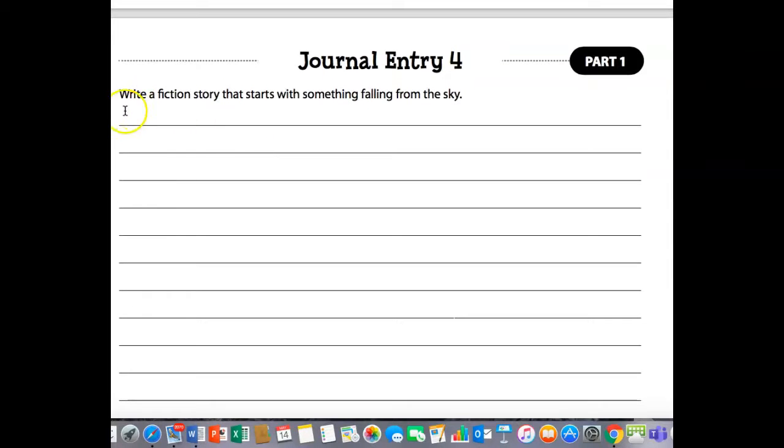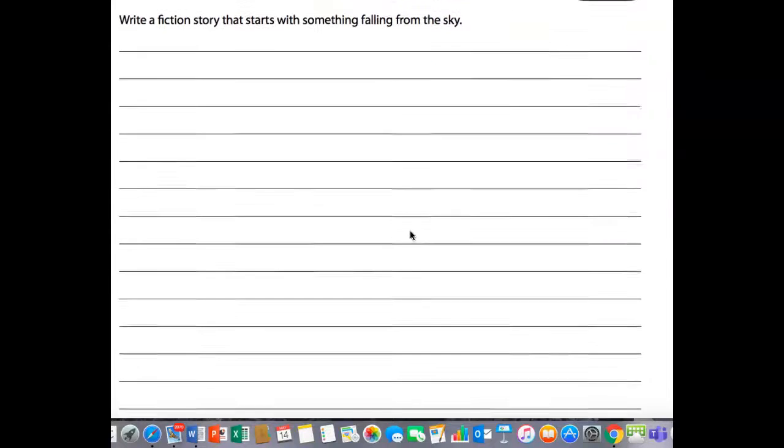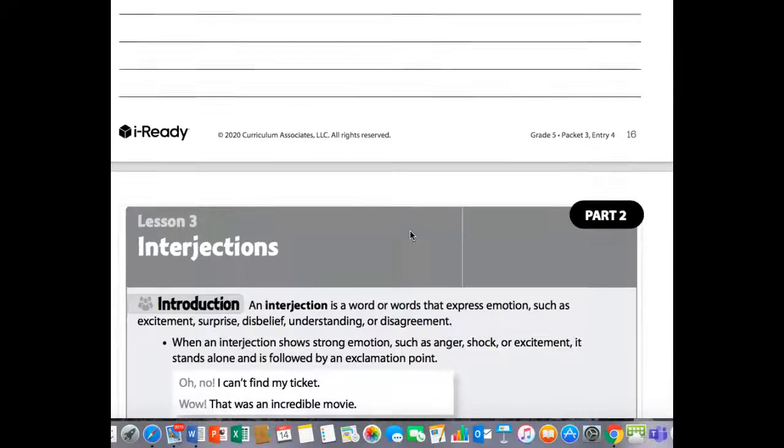Wait a minute. Oh, I forgot to give you your writing assignment for Thursday. You probably got it from Mr. Miller or Miss Nash anyway, but this was Thursday's writing assignment. Write a fiction story that starts with something falling from the sky. You're going to write a made-up story about that, a realistic fiction type of story.